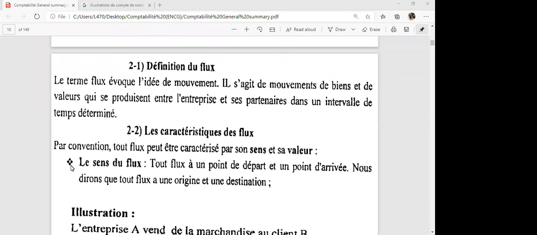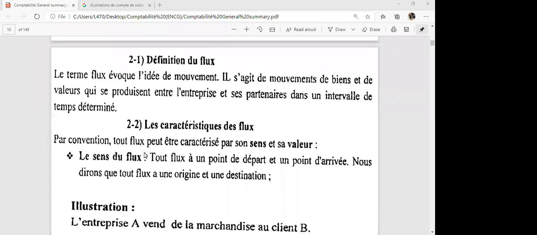Premièrement, il y a les caractéristiques. L'essence de flow. L'essence de flow says the first characteristic is l'essence de flow, which says tout flow a une pointe de départ et une pointe d'arrivée, which says each movement of goods or services has a destination and an origin.